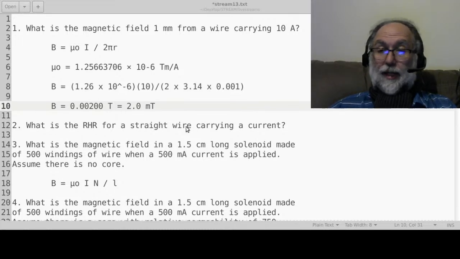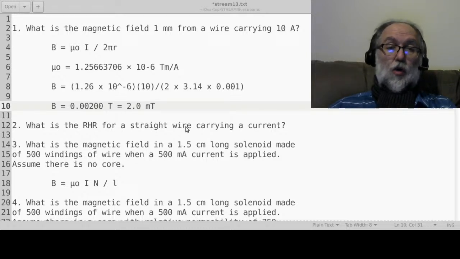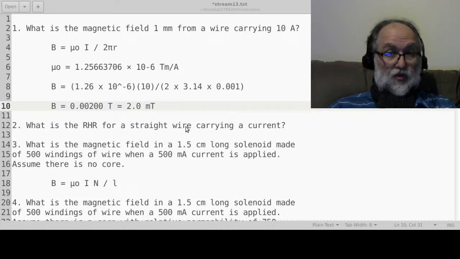But before I do, on the test or on the assignment, I'm just going to give you a verbal statement of the right-hand rule. And there's actually 3 versions of the right-hand rule. They're all related to one another. One is the direction of the magnetic field for a straight wire, which is what this question is. There's one for the solenoid, and another one for the Lorentz force. But question number 2 here is, what is the right-hand rule for a straight wire carrying a current?